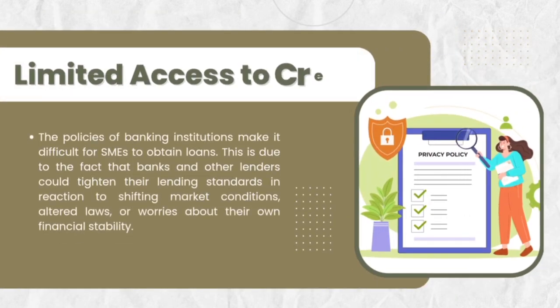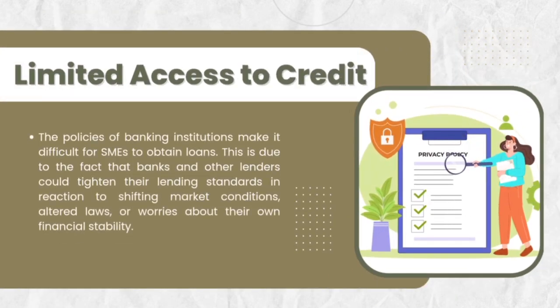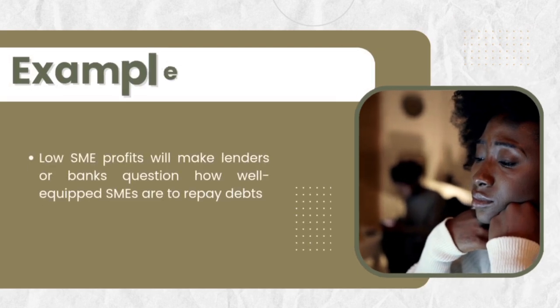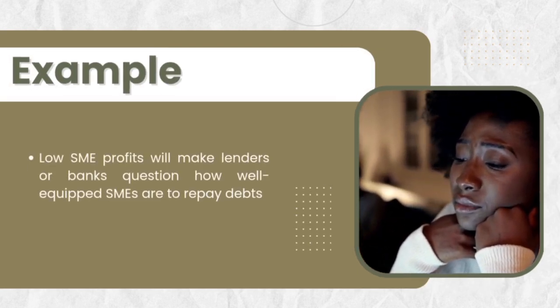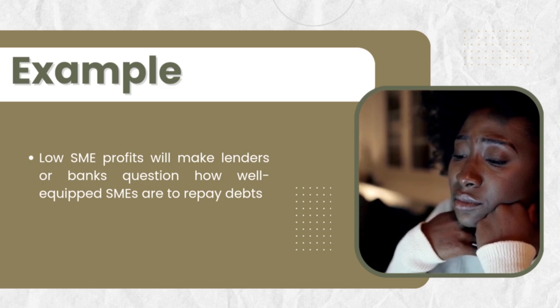This happens because of the policies of banking institutions that make it difficult for SMEs to obtain loans. This is due to the fact that banks and other lenders could tighten their lending standards in reaction to shifting market conditions, altered laws, or worries about their own financial stability. For example, low SME profits will make lenders or banks question how well equipped SMEs are to repay debts.